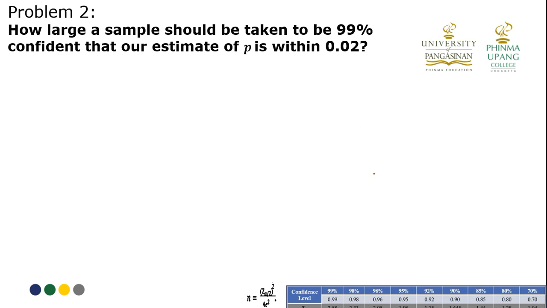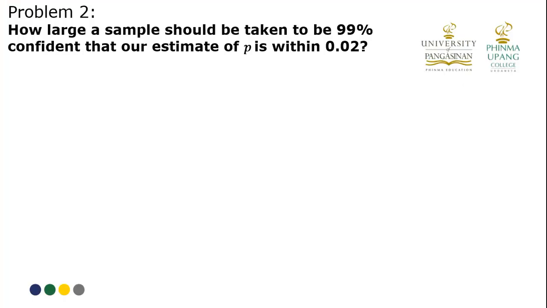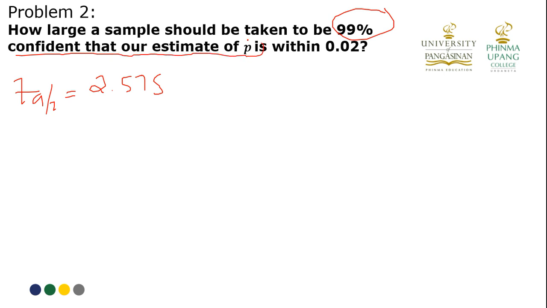Again, number 2. How large a sample should be taken to be 99% confident that our estimate for P is within 0.02? The critical value of 99% is 2.575. So it means there is no SD. So what we will use is the formula with the constant for P.